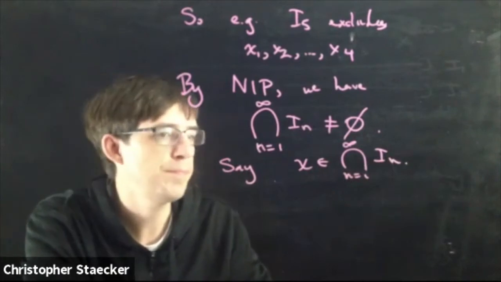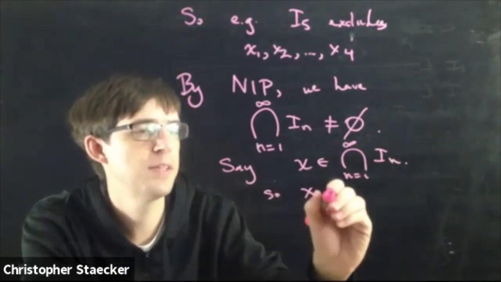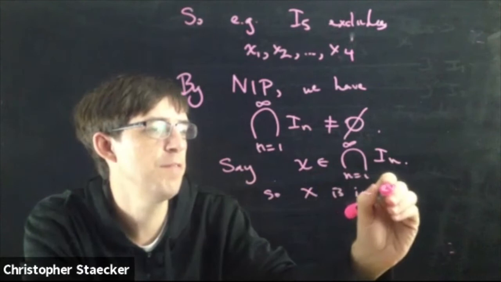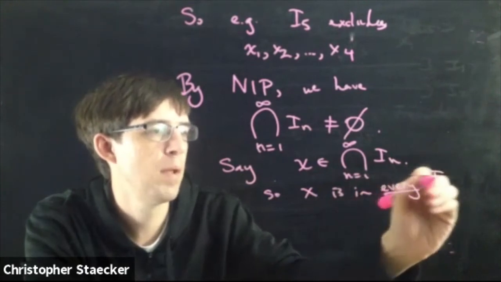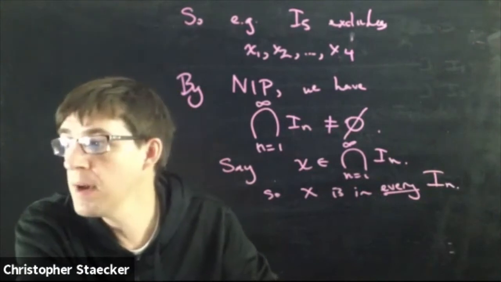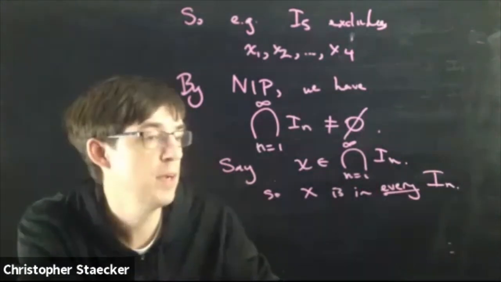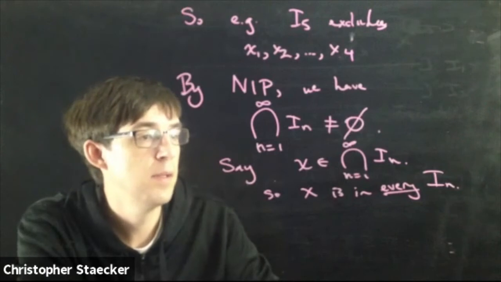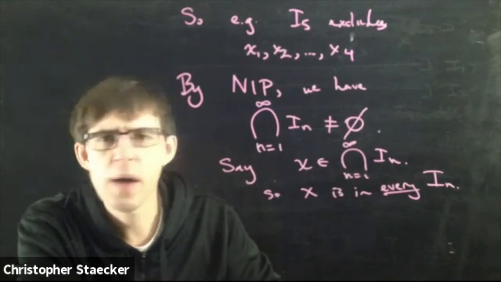All right. So x is in every I sub n. That's what it means to be in the intersection of all the I_n's. X is in every I_n. And what does that mean?